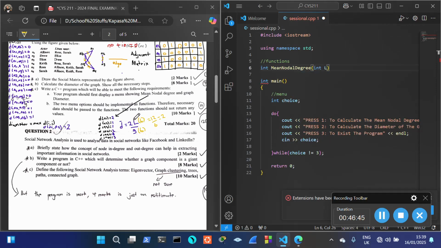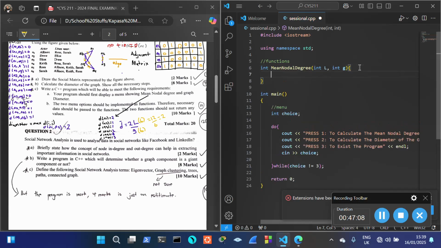Why? Because this L accepts lines and it's an integer such as 6. Then comma, we have another variable or letter which is G. So we're going to say int G to represent graph nodes, which can be an integer or letters. So once we do that, we're going to come out of the brackets, then open and close the curly braces. So inside this, we're going to insert our formula.